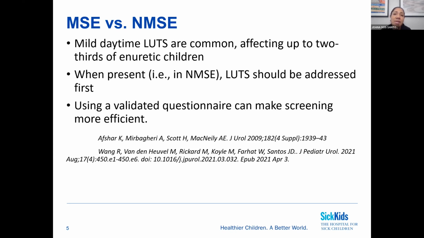Right, and to differentiate both, you need to elicit the presence of daytime symptoms from the child and family, because in many cases they won't bring it up to you, right? So, one way to facilitate finding out or identifying daytime LUTs is using a validated questionnaire that we commonly use, the DVSS or the Vancouver score.